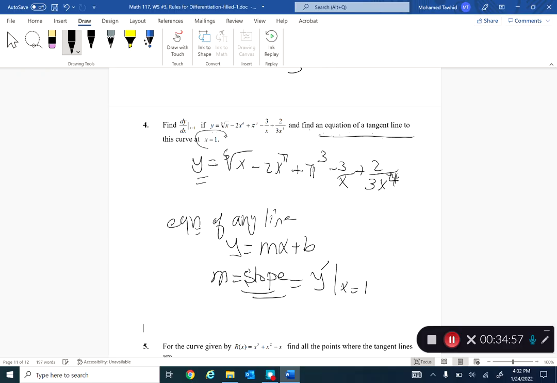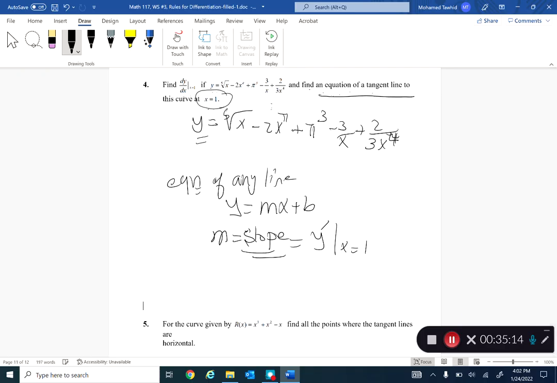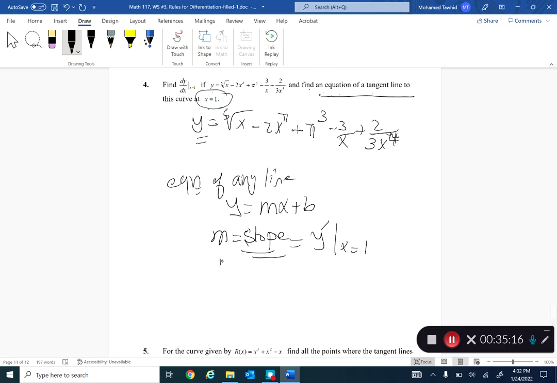Because they tell you x equals 1. So your derivative at x equals 1. Look what you have: dy by dx when x equals 1 means that's your slope. So what is your b? Your b here, we call it the y-intercept. If you recall from high school or Math 1070, how to get the y-intercept.